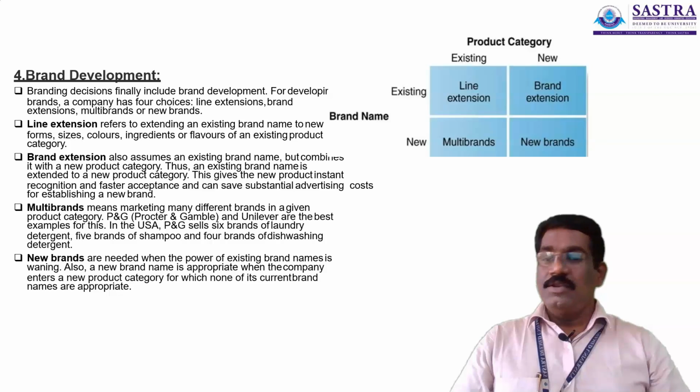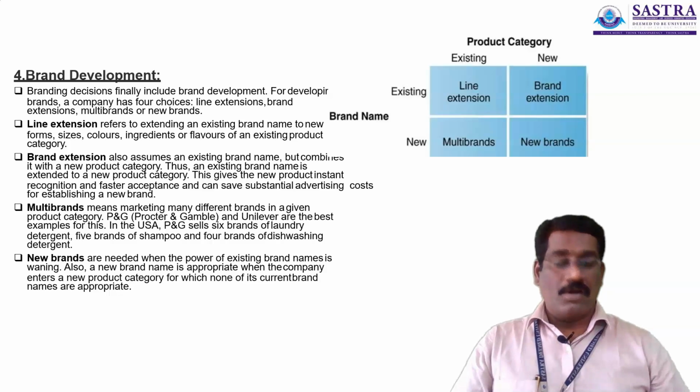And the last quadrant is the brand name and product category, both new brands. New brands are needed when the power of existing brand names is waning. Also, a new brand name is appropriate when a company enters a new product category for which none of its current brand names are appropriate.